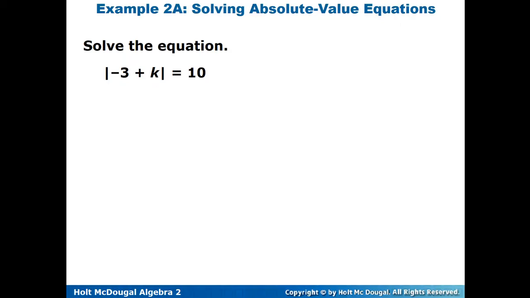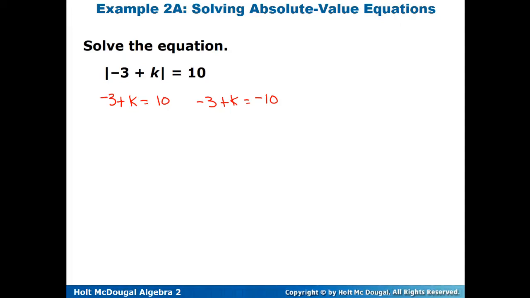So we have to write two different equations. We're going to say negative 3 plus k equals 10. That would be 10 units away from 0 on the right. But negative 3 plus k equals negative 10. That would be 10 units on the left of 0, still the same distance away from 0.